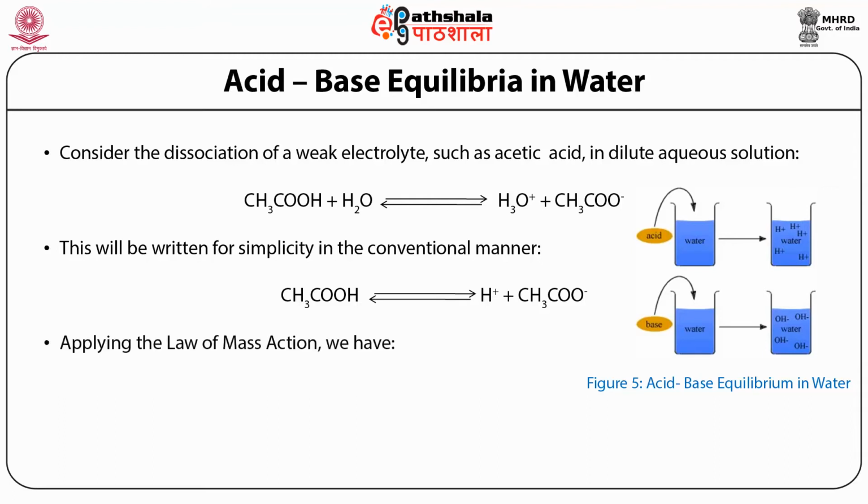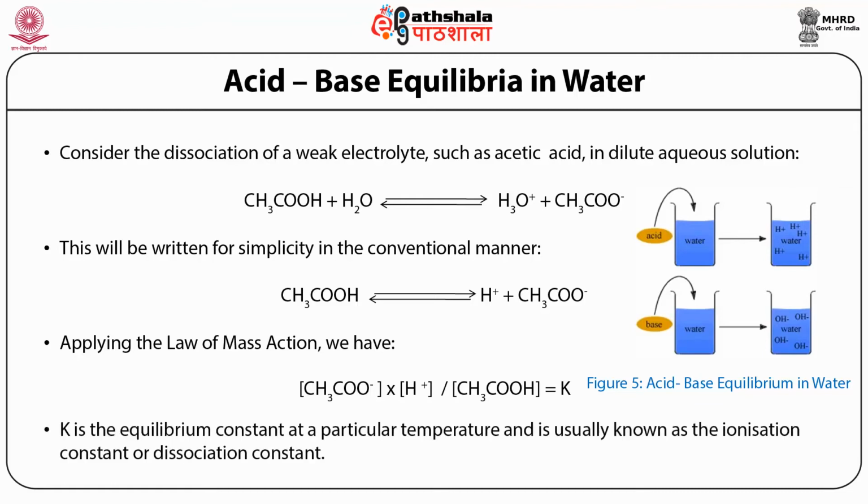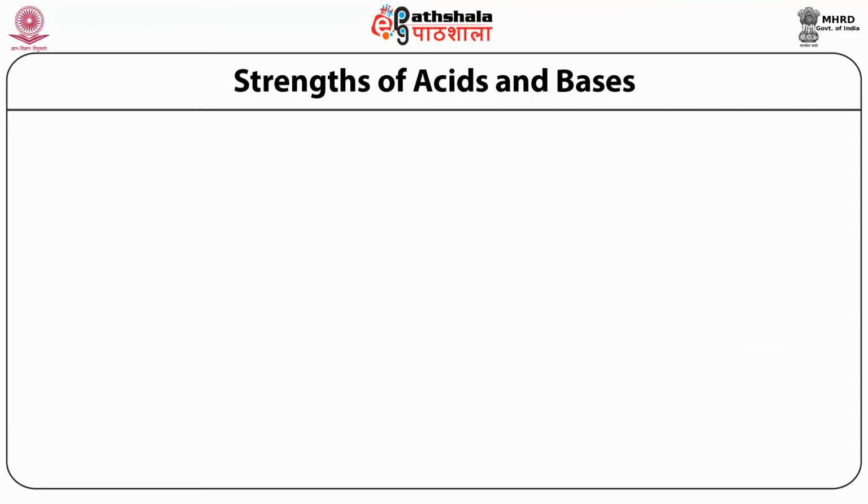Applying the law of mass action, we have [CH3COO minus] times [H plus] upon [CH3COOH] is equal to Ka. K is the equilibrium constant at a particular temperature and is usually known as the ionization constant or dissociation constant.